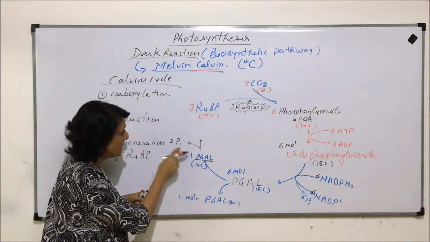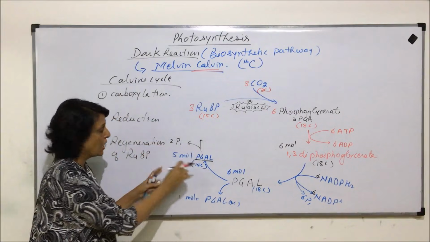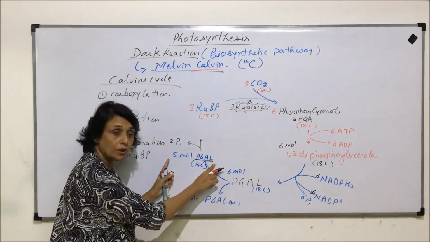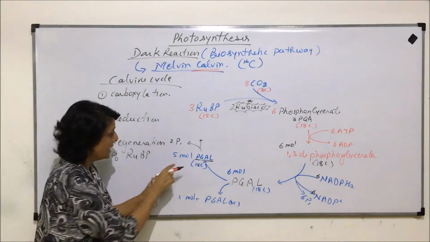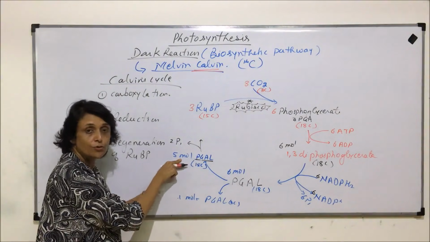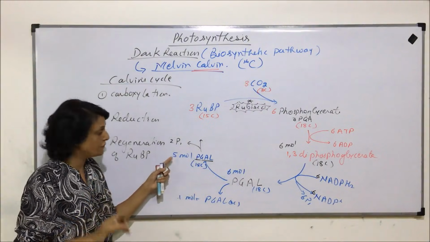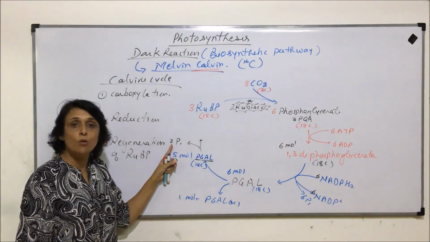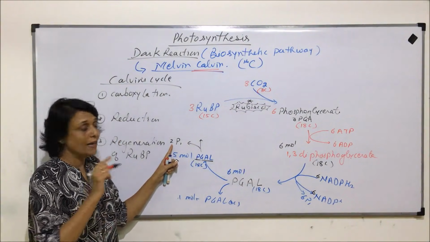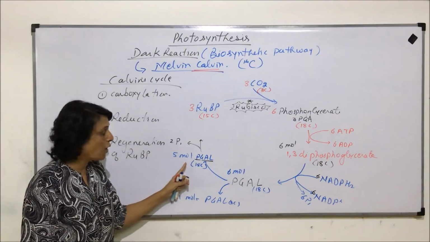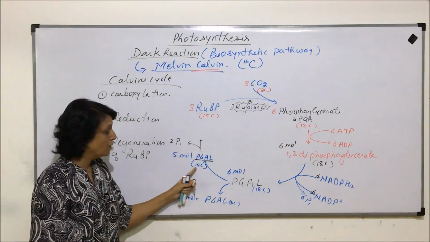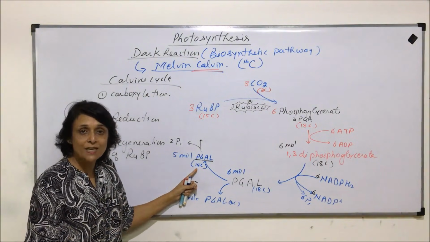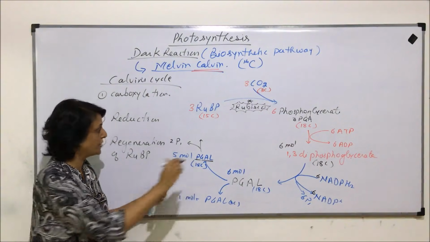Now from here, 2 phosphates are lost. How many phosphates were there total? Each PGAL was having 1 phosphate. And there were 5 molecules. So that means there were total 5 phosphates. 2 are given out in the form of inorganic phosphates. So now what remains? 2 phosphates are lost. So total 15 carbons are remaining and only 3 phosphates are remaining.